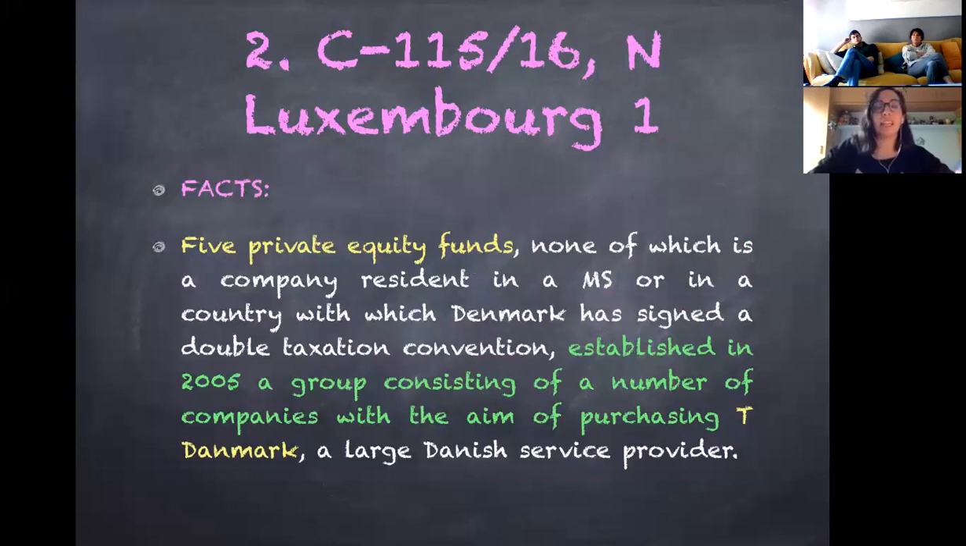The facts in this particular case analyzed by the ECJ were the following. Five private equity funds, none of which was a company resident in a member state or in a country with which Denmark has signed a double taxation convention under the OECD. Those five funds established in 2005 a group consisting of a number of companies with the aim of purchasing T Denmark, a large Danish service provider.